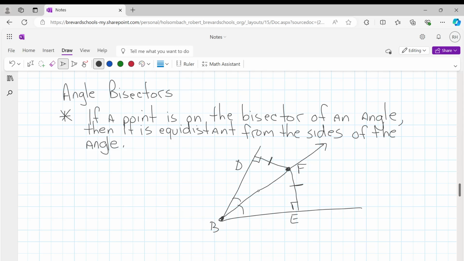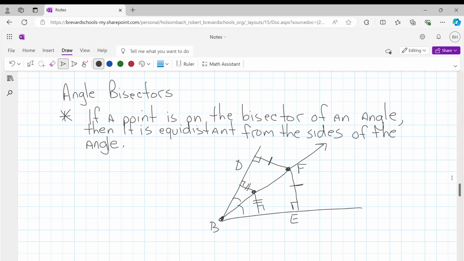All right, so if you had a point here and you drew a segment to the side of the angle and another segment to the other side of the angle, well, then those two pieces would be congruent as well. Any point that you draw on this angle bisector will be the same distance to both sides of the angle. Everybody see that?